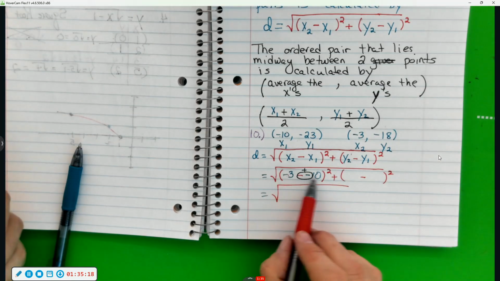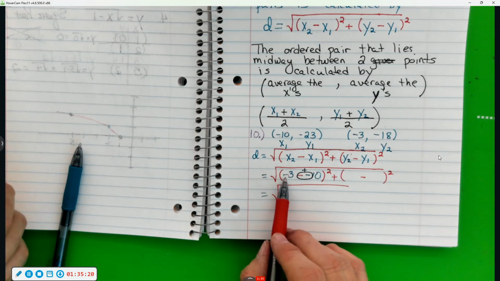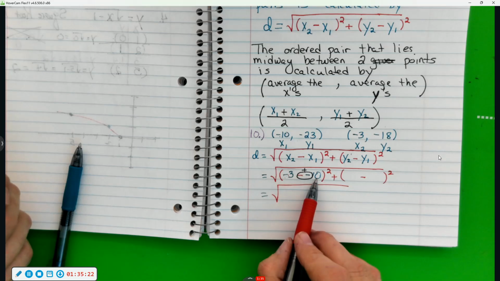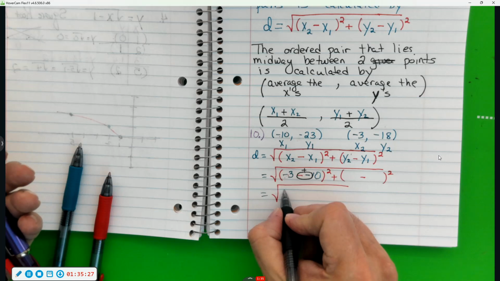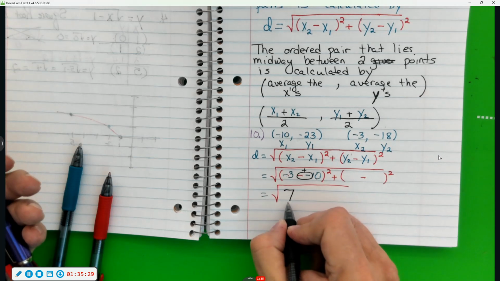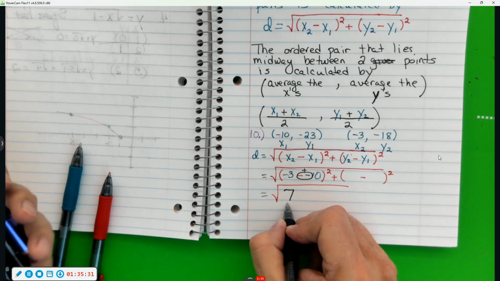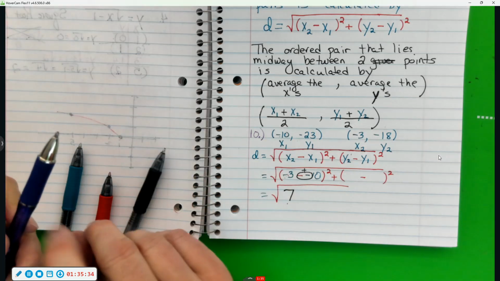Okay, so I'm going to go ahead and do this first set of parentheses. Negative 3 plus 10, is that just going to be a 7? Anyone following what I'm doing?